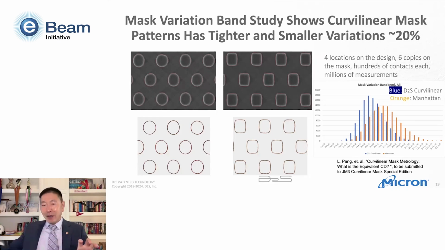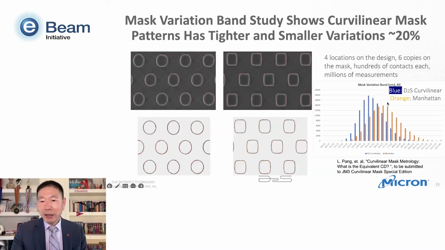Then we have 6 copies, same pattern, 6 copies on the mask. And for each location, we measured hundreds of contacts. And for each contact, every 4 nanometers, we have a measurement. So now we have this bandwidth. We plot the bandwidth.